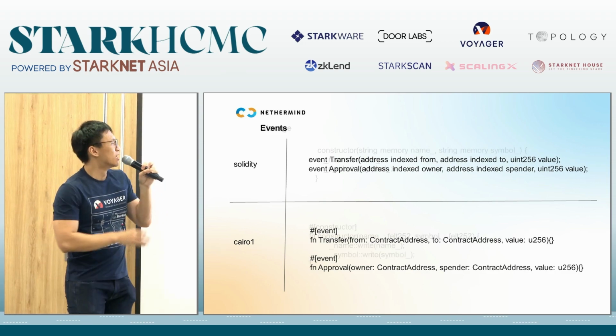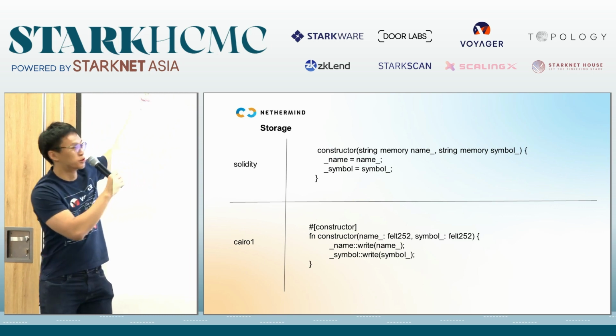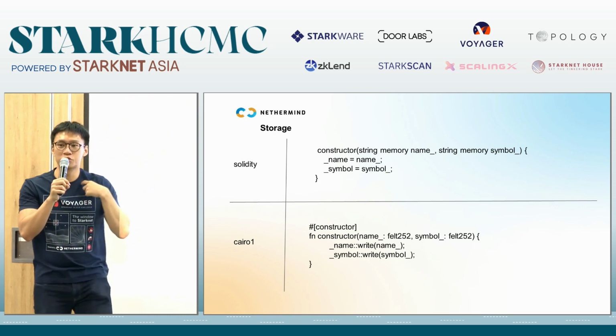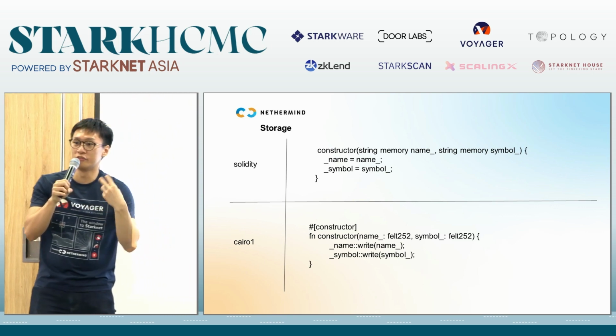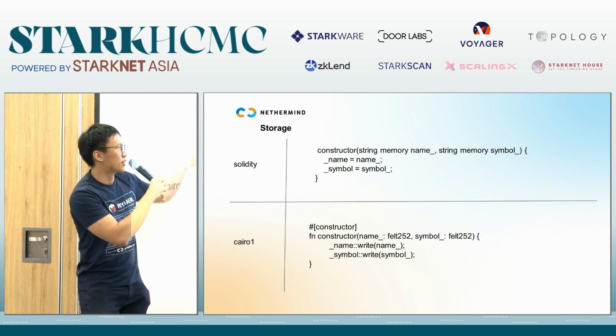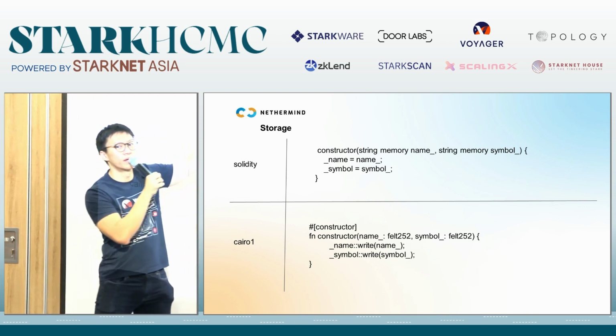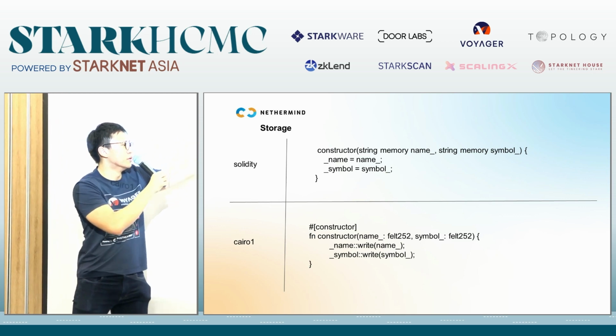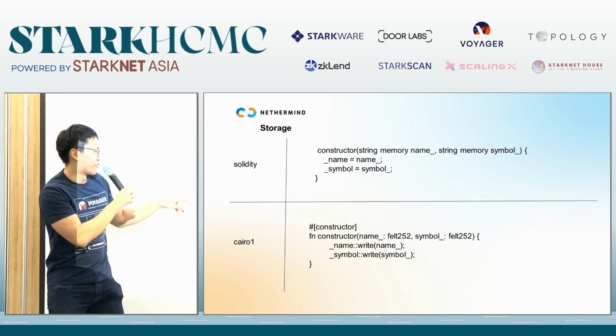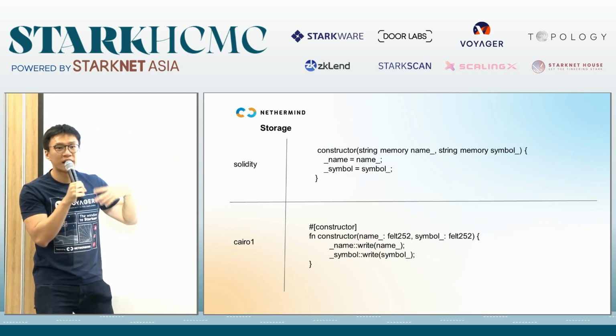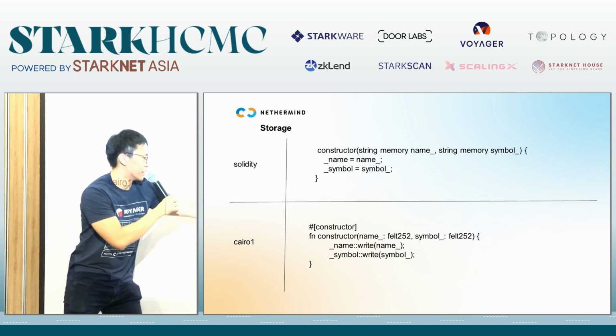And now the constructor. It should be called constructor. Constructors are used to initialize your contract at the point of deployment. So when I deploy, for example, I give my smart contract a name and a symbol. In this case, how do you do it? You just have a function called constructor, mark it with a constructor macro, and everything over here is the same.